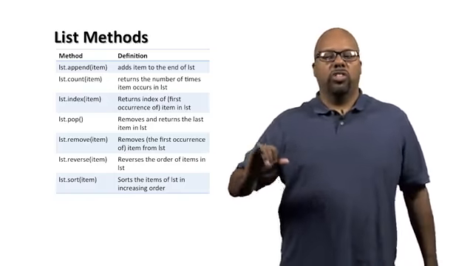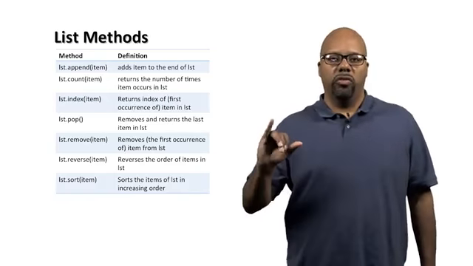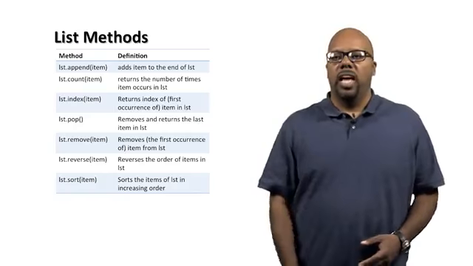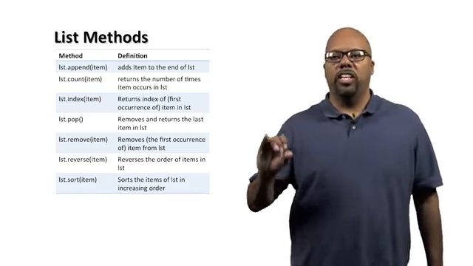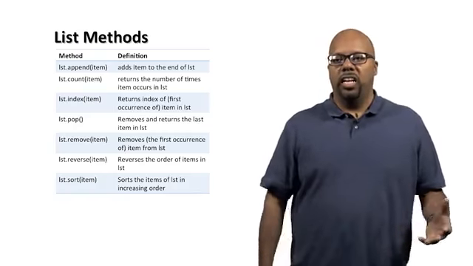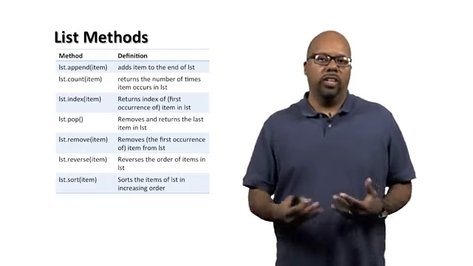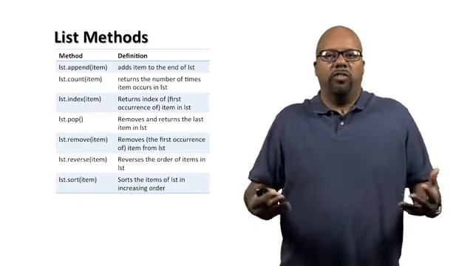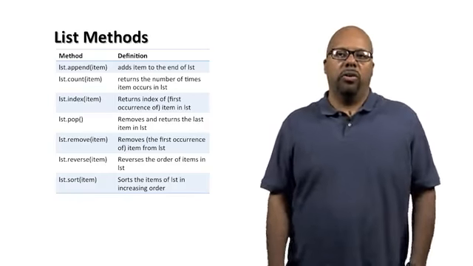list.reverse doesn't return anything. It reverses the order of the elements in the list. And list.sort doesn't return anything. It just sorts the elements of the list in increasing order for whatever the elements are. So if it's alphabetical, alphanumeric, it just sorts them in alphanumeric order.